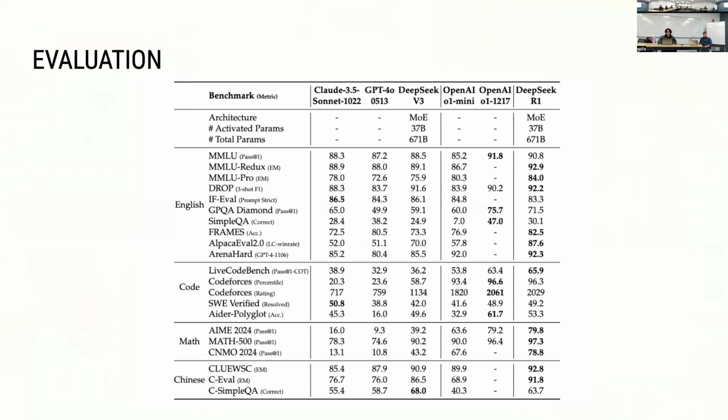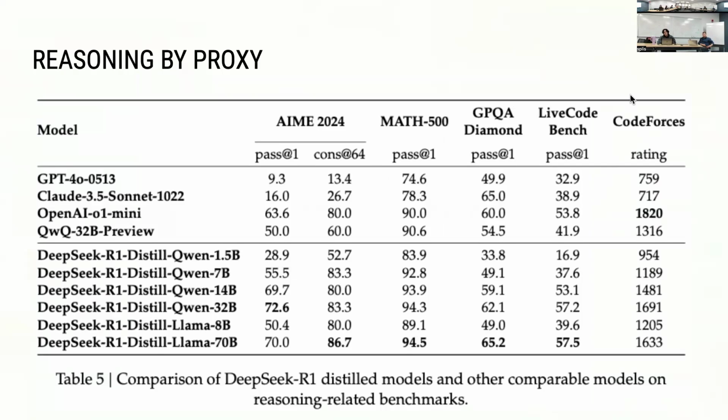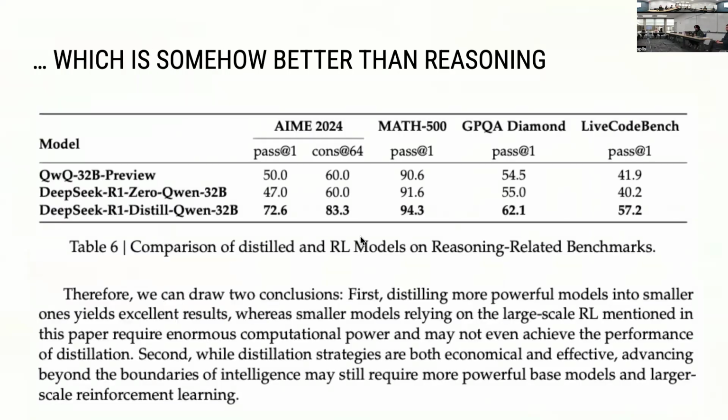These are the evaluations of the various distilled models, and they're also all very good. 1,600 on Codeforces with 32 billion parameters. So you can run that on your laptop, and it's a better programmer at Codeforces problems than most people. They conjecture that the distillation strategy is more economical and effective, and that the RL method might require more powerful base models in order to scale.